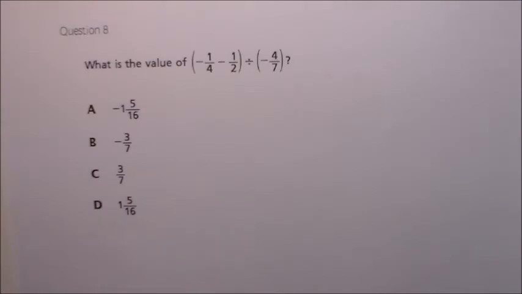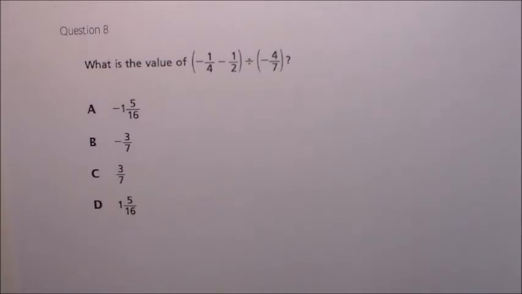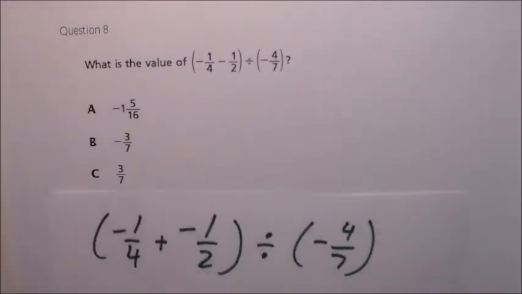Okay, on to question 8. At first, question 8 looks a lot like question 7. We have, what is the value of -1/4 minus 1/2 divided by -4/7? But then we look at our answer choices and we're like, oh darn, they're all fractions. And fractions are not as calculator friendly as decimals are. So we're going to have to do some fraction work, but that is okay. We can get through this.